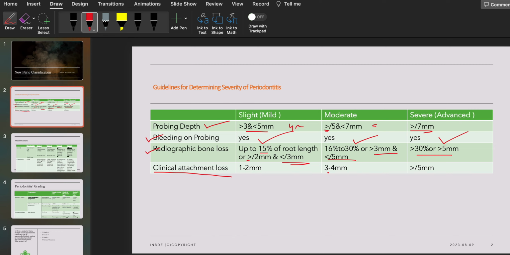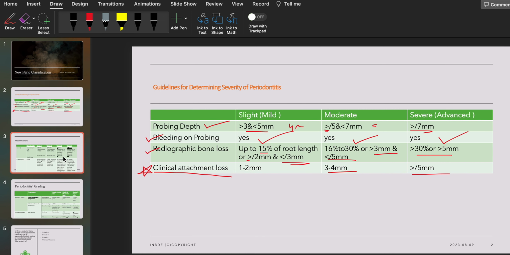For the moderate periodontitis, the clinical attachment loss is 3 to 4 millimeter, and for the severe it is greater than or equal to 5. Again, if the answer has to be moderate, the question is going to say there is a clinical attachment loss of 3 to 4 millimeter, because if they want you to talk about classification and periodontitis, the question will definitely talk about clinical attachment loss. So do make sure that you remember how much the clinical attachment loss is.